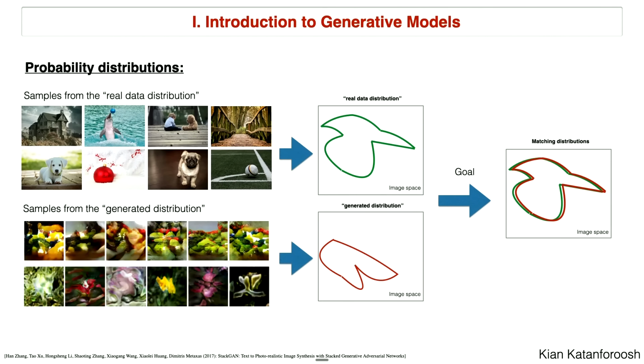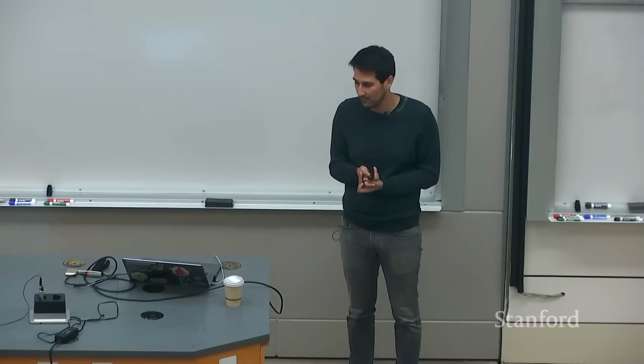What you want ultimately is that the red distribution is in line with the green distribution. And then you would say, we're done with training. Our model can actually generate images that follow the real world distribution. And you have a great image generator. So that's the generative task.